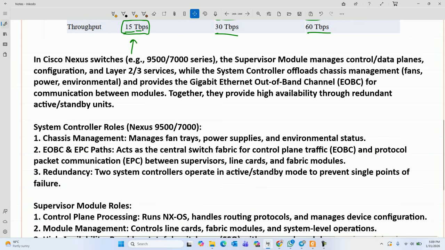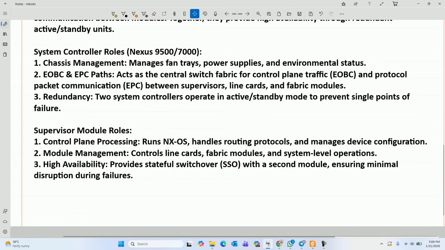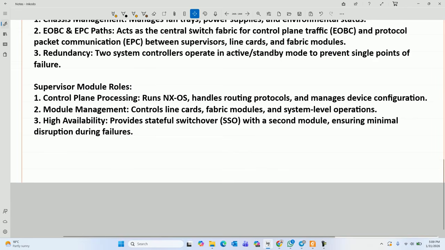One is the supervisor module, which manages the control and data plane functionalities and configurations, while the system controller manages the fans, power, temperature and all this information, chassis management, out of band or protocol packet communication, redundancy. We have two system controllers operating in active standby mode to prevent single points of failure. Likewise, in supervisor modules we also have high availability. Instead of depending on just one supervisor module, we have two supervisor modules.